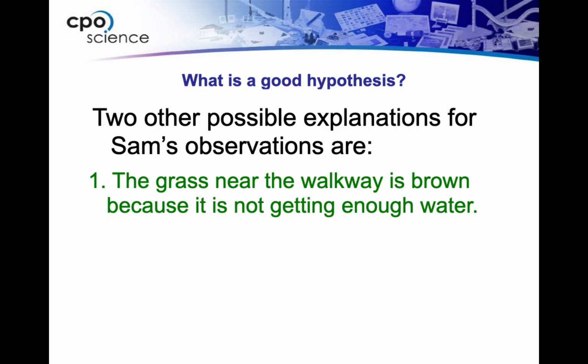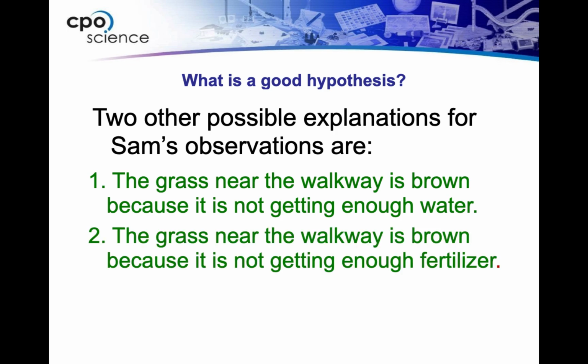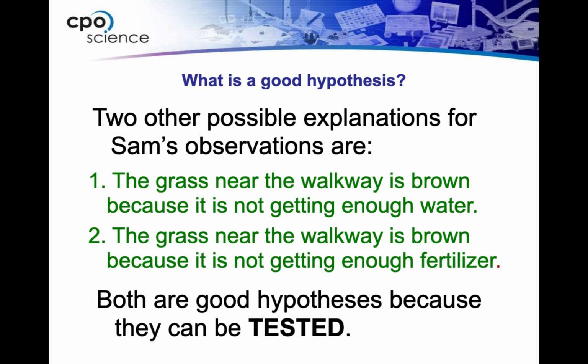So the grass near the walkway is brown because maybe it's not getting enough water. Maybe that's another possible solution to why it's brown. Maybe the grass near the walkway is brown because it's not getting enough fertilizer. So scientists are always thinking more, thinking outside of the box, really trying to cover all your bases. You don't just shut the door on it, because when we do that, we're kind of closing ourselves off to opening up and learning even more information.